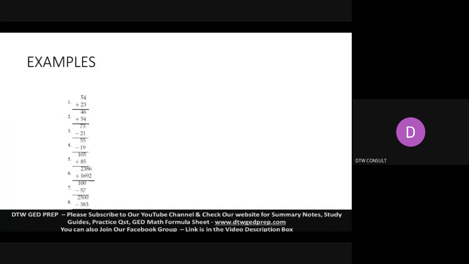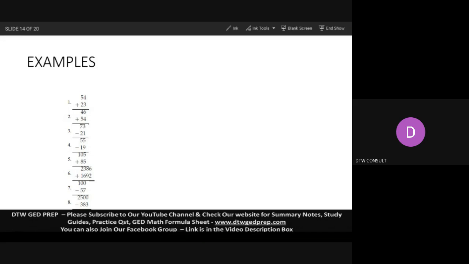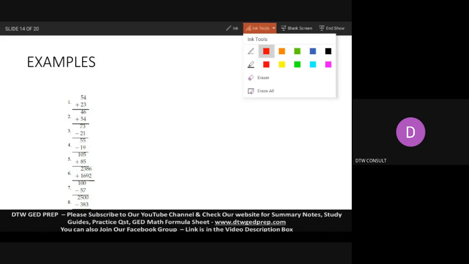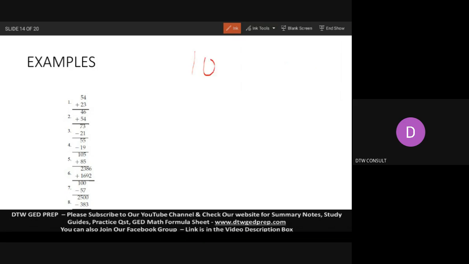All right. For question 7, we have 100 minus 57. Like we say, you start from the ones position, but the digit there is not up to, so we borrow from the 1 beside it. But if we look, the digit in the tens position is also 0. So we have to move one more step forward, and we borrow 1 from the digit here.